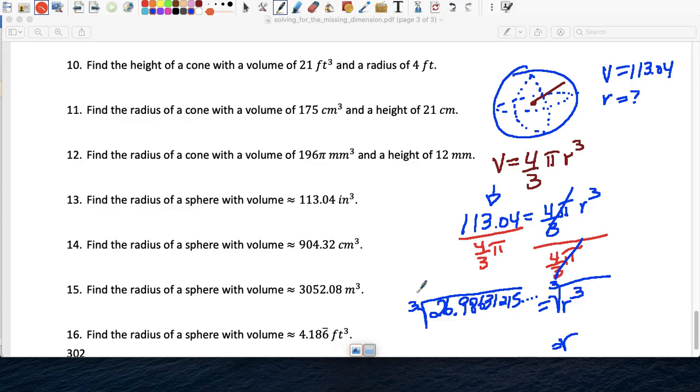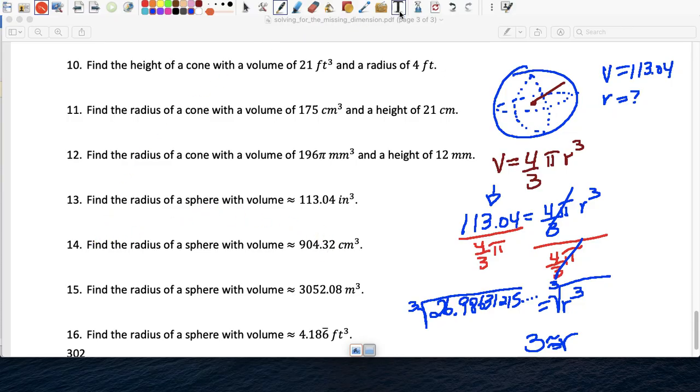So 3, second function, drag that in here, and I want you to take the cube root of that. And you get 2.9994, etc., which, if you round to the nearest hundredth, becomes 3. So the radius approximately is 3. It's not exactly 3, it's very close to 3.